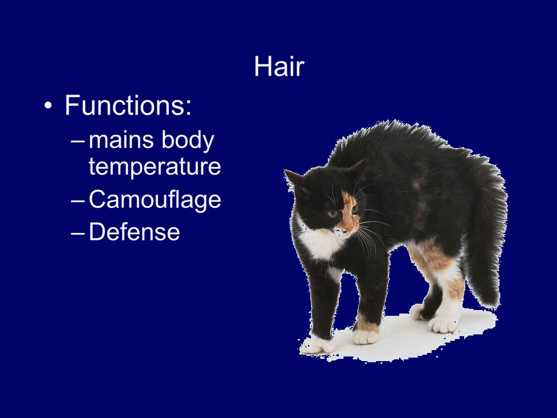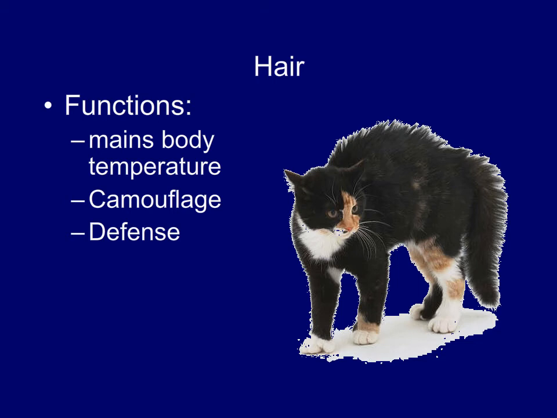Okay, the first special feature of the integument is hair or fur. As you probably already know, the fur is important in helping to insulate the animal and maintain body temperature. Now, fur can also help to camouflage the animal and is also important for defensive displays. For example, think about what happens when your cat is startled or challenged by another feline in the neighborhood. Its hair will stand up on end.